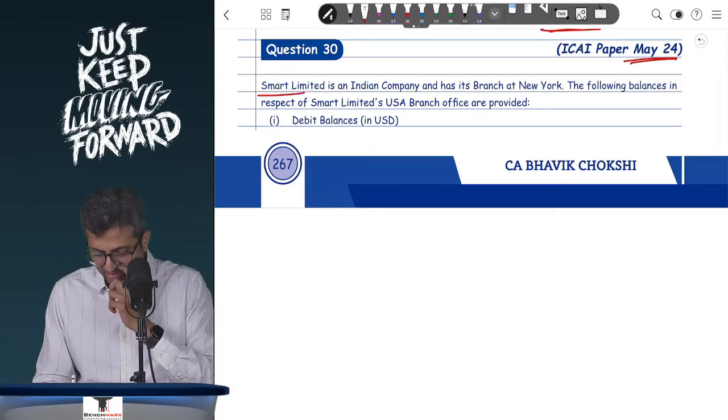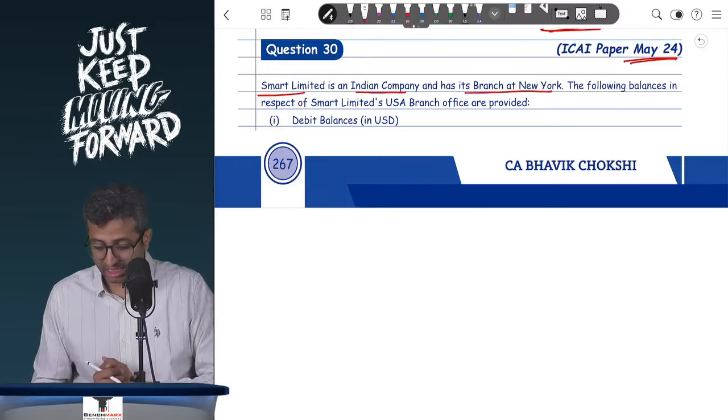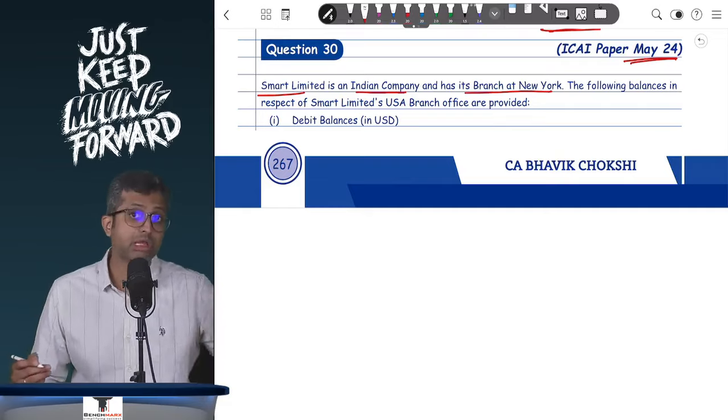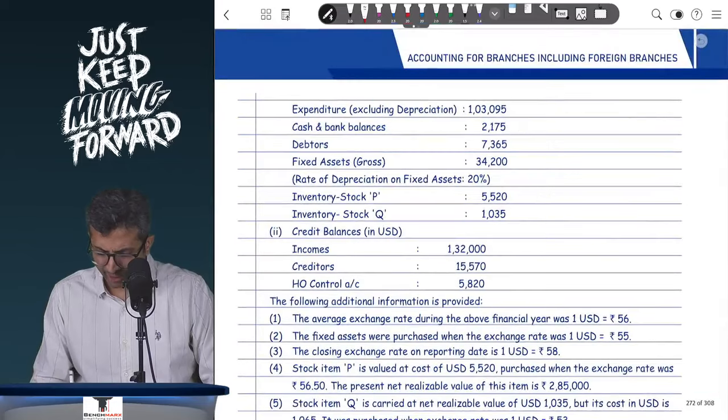Smart Limited is an Indian company and it has a branch in New York. So it's an Indian company with a New York branch, and the trial balance of the branch will be in dollars. The following balances in respect of Smart's US branch are provided. So debit balance in USD is given to you. Expenditure excluding depreciation is given to you. Maybe these are all in dollars.